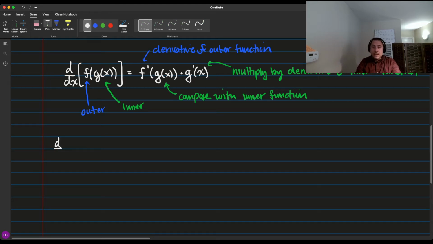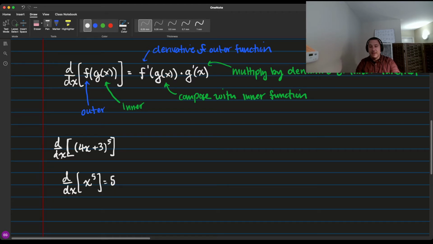Let's say that you want to take the derivative of (4x + 3) to the fifth. Okay, looking at this, what rule would you like to be able to use to take the derivative of this? Like what rule do you already know of that it looks sort of similar to? Yeah, right. It looks sort of like the power rule of x to the fifth, right? Which would be 5x to the fourth.